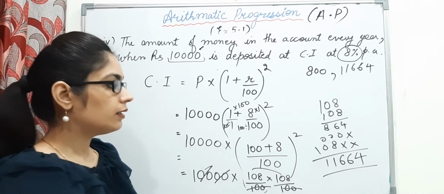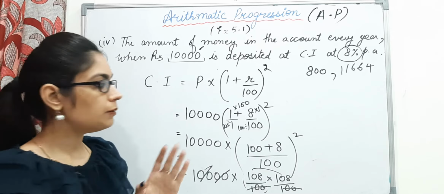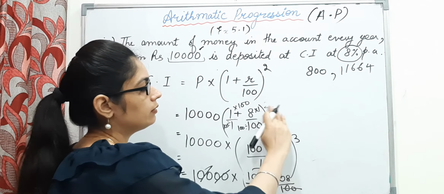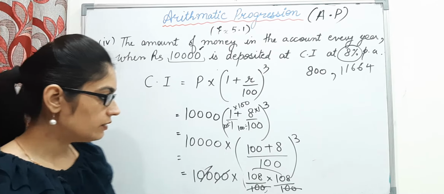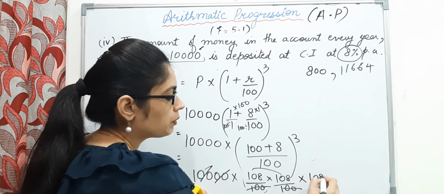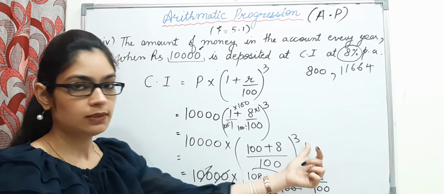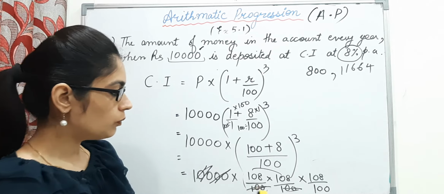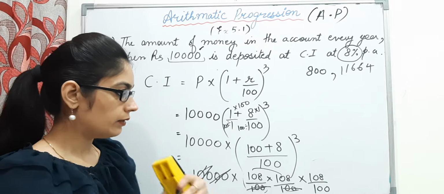Now let's find the third term. See, in third term, everything will remain same. Here instead of 2, we have to write 3, because we are finding the compound interest for third year. So this power will get changed. So for third year, entire thing will remain same, but this value will get multiplied 3 times, 1, 2, 3, because cube is here. So same 2 zeros and 2 zeros will get cancelled. So we are left with 108 into 108 into 108 by 100.